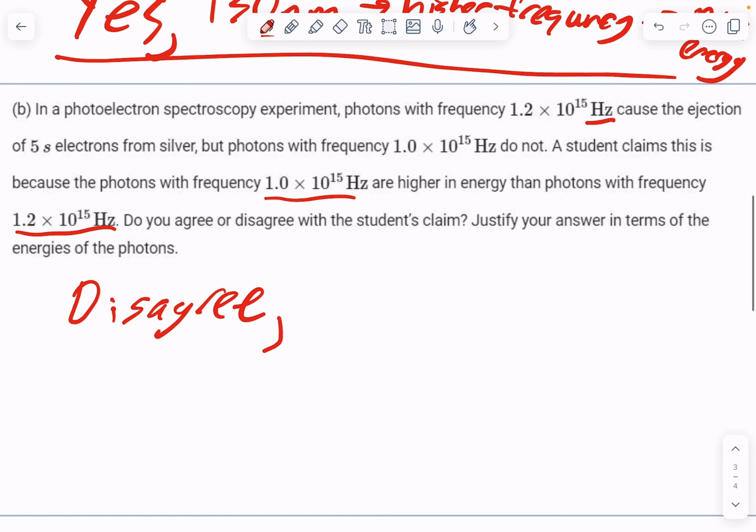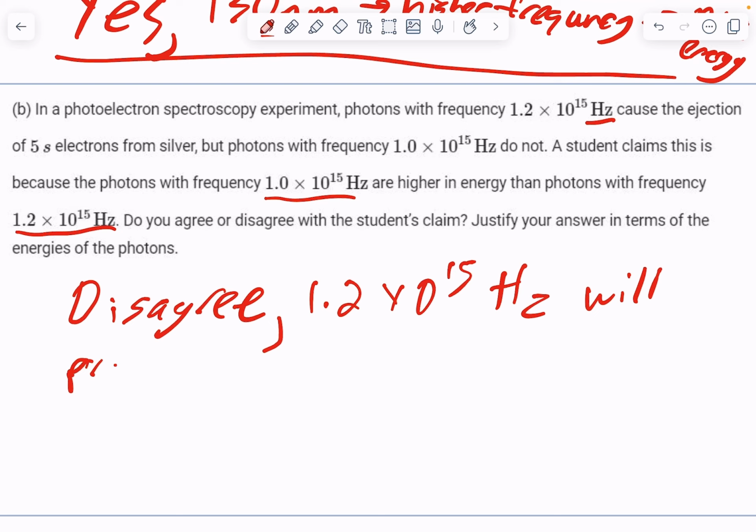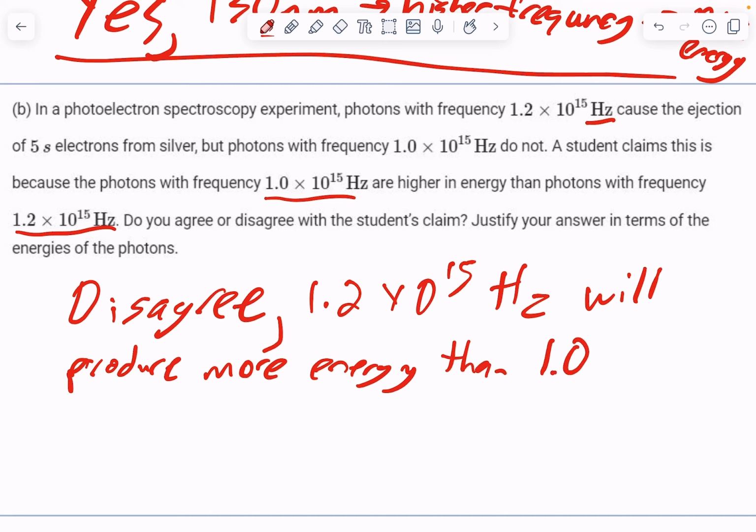So I want to say that the 1.2 times 10 to the 15th hertz will produce more energy than 1.0 times 10 to the 15th hertz. And that's because, I would go on to explain right here, that hertz or frequency is directly related to energy. So if you have higher frequency, you have more energy. So this student just got it backwards. So we would disagree with this student's claim.